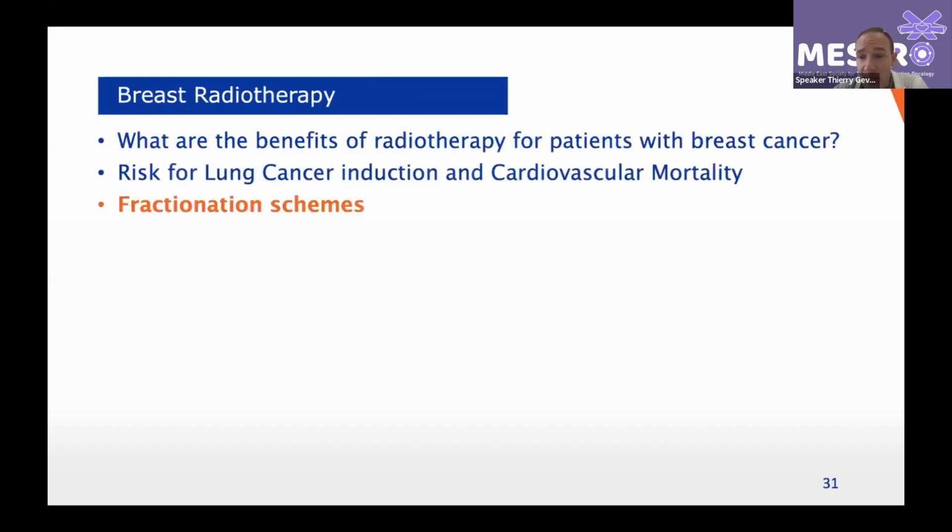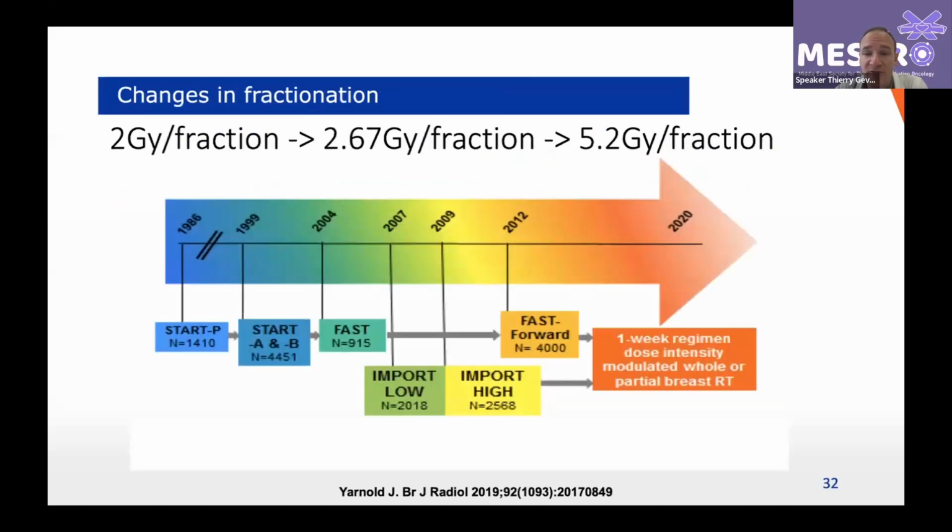And why is that important? We in Belgium decided to change our fractionation scheme a little bit, just by following the literature, of course. So in the past, it was 2 gray in 25 fractions, and we went to 15 fractions, 40 gray in 15 fractions. And now for some patients, we go to 26-31 gray in 5 fractions. And so what does it mean?